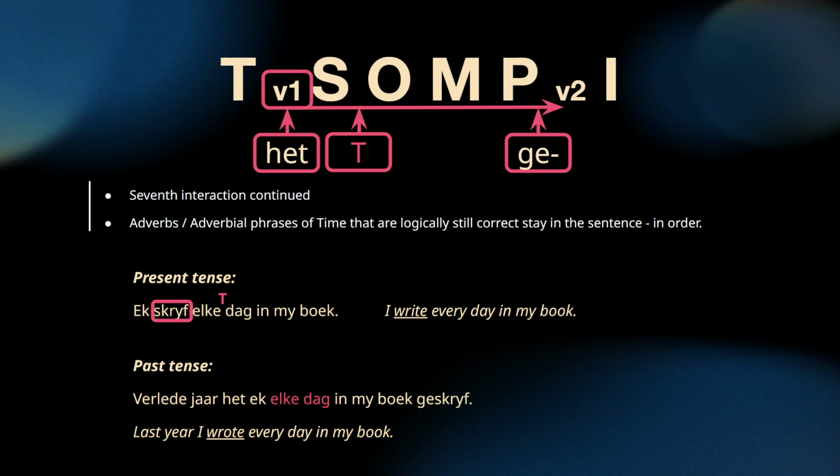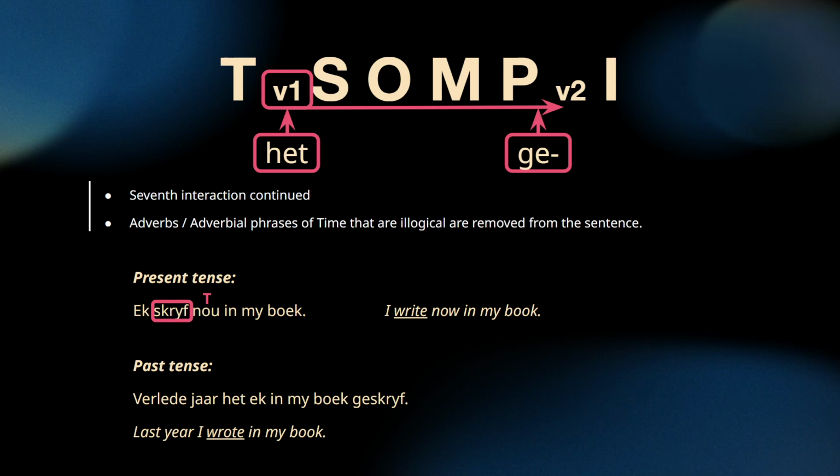Now, you might be asking yourself, should I not move it to the front of my sentence? And I'm going to say maintain the sentence structure as originally it was given to you. So I've got verlede jaar being adverbial phrase of time. That's going to change my tense. Het being my first verb, then my subject. Elke dag being adverbial phrase of time. Then in my book, where I'm being written, then geskryf, a prefix ge, and we're done.